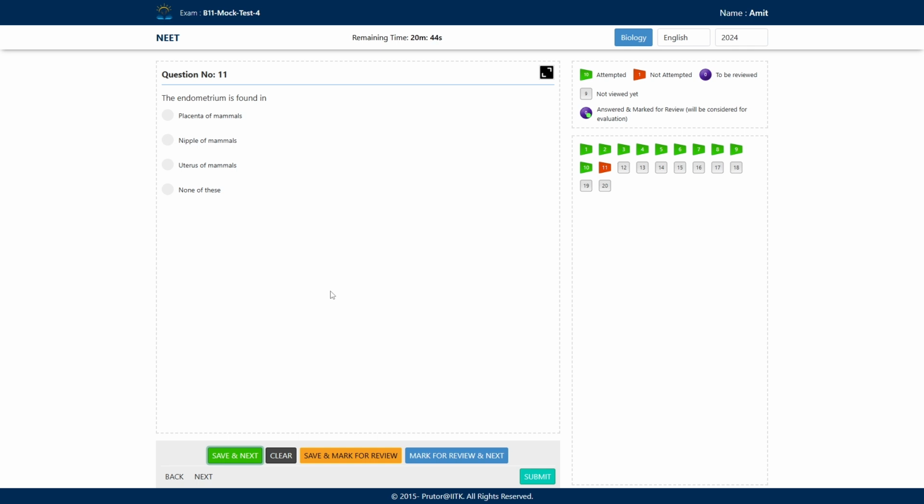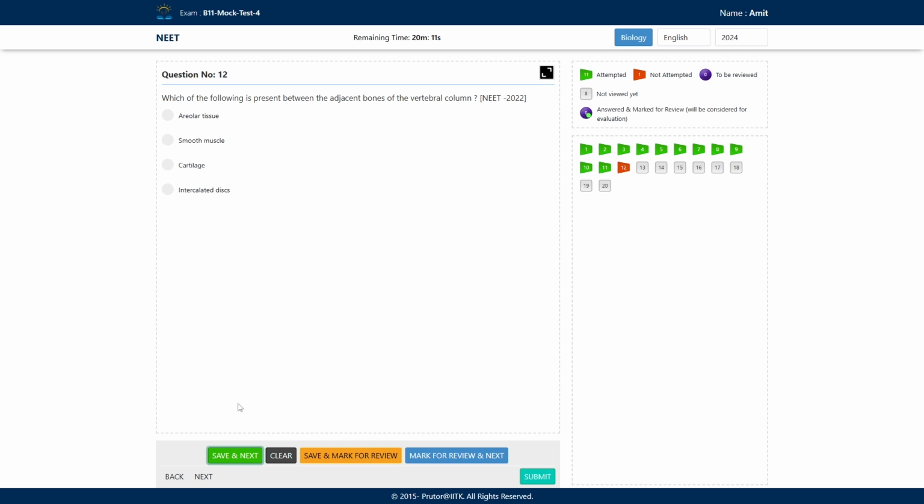And at the time of mid of the menstrual cycle, it becomes highly vascularized. So, endometrium is a type of lining of the cell that we see in the case of uterus. It is not seen in the case of nipples. It is not present in the placenta part, right? So, that is not going to be the correct one. The correct one is the uterus of mammal. So, we will opt this as the correct answer, save it, and move to our next question.